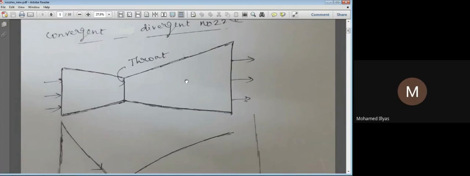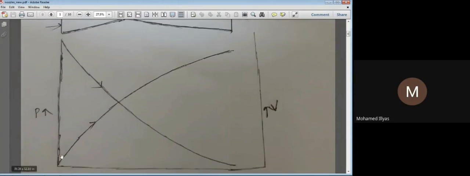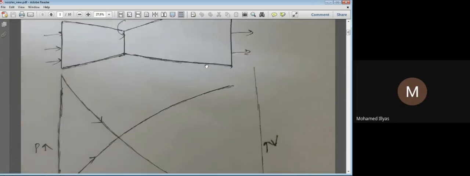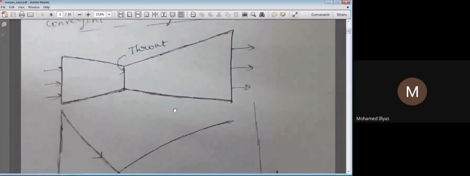Now, I was telling you the velocity is increasing in the convergent part, and this curve clearly shows that pressure is decreasing, correct? And correspondingly velocity is increasing. When the shape is changing, it has to decrease here, but it is not happening. Velocity is increasing there. See, there are two parameters which involve the increase in velocity.